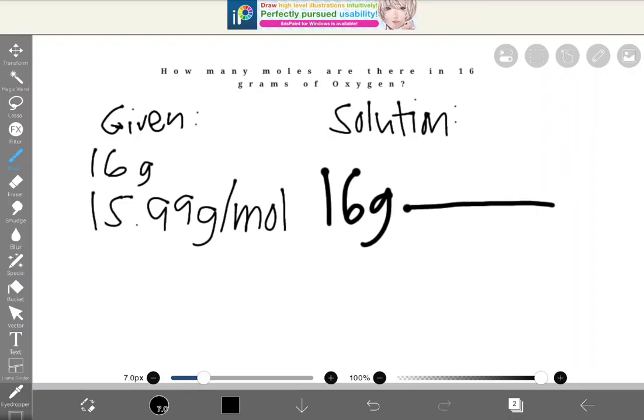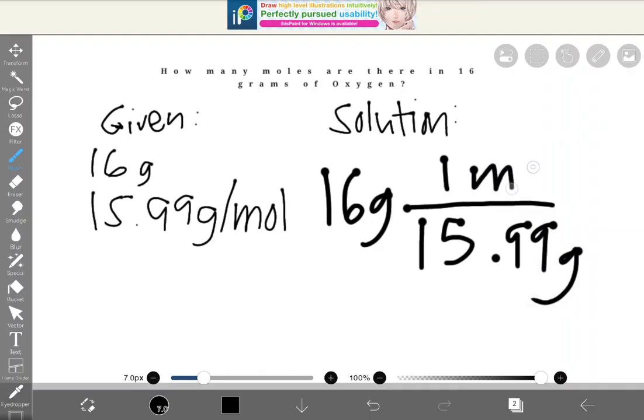But always think about what you are looking for and what should be cancelled out. Since we're looking for moles, we need to cancel out the grams. So we put 15.99 grams here, and the per has 1 mole. So the grams will be cancelled out. So we have 16 divided by 15.99. And I think that is very easy. You just need to divide it.